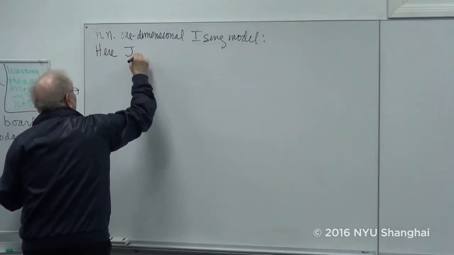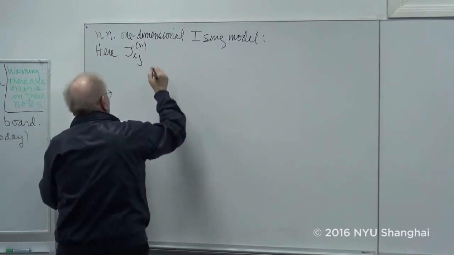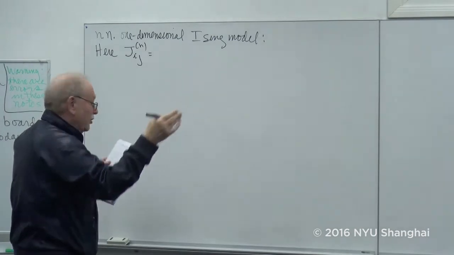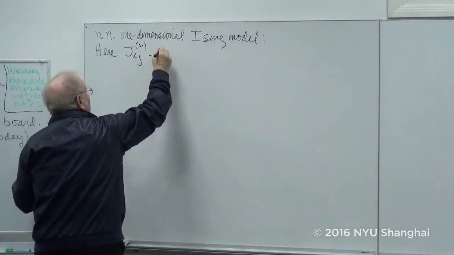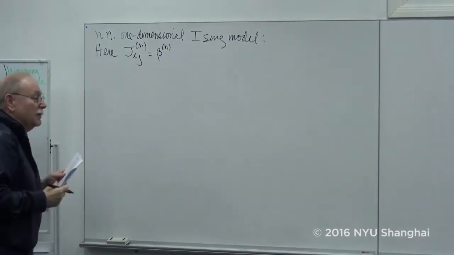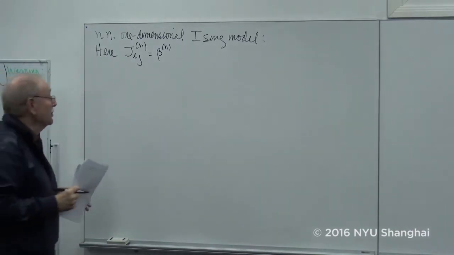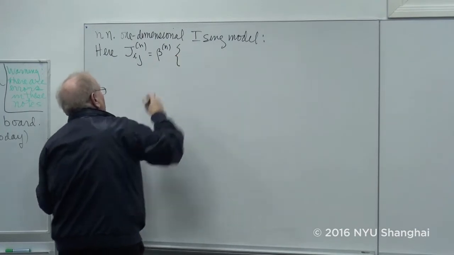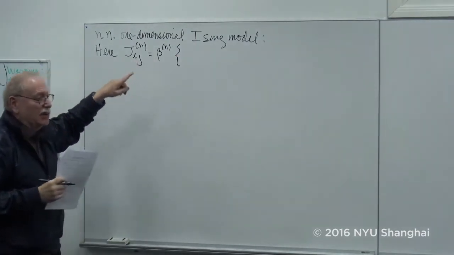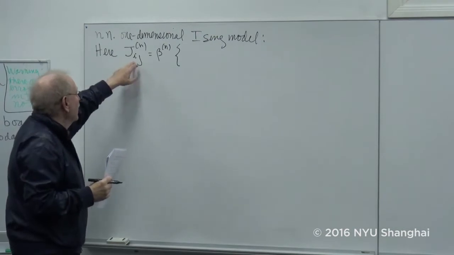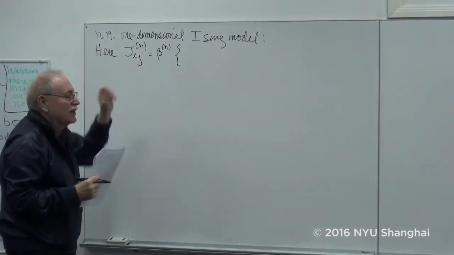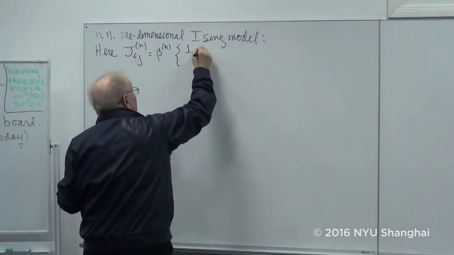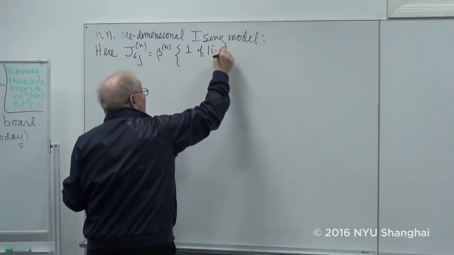There's a parameter, just like in the Curie-Weiss model. And you can let that depend upon n. In fact, you have to, to get an interesting limit in this case. And there is ij dependence. They're not all the same. And the dependence is that this is zero except when i and j are neighboring integers. So it's one if i and j are neighboring integers.